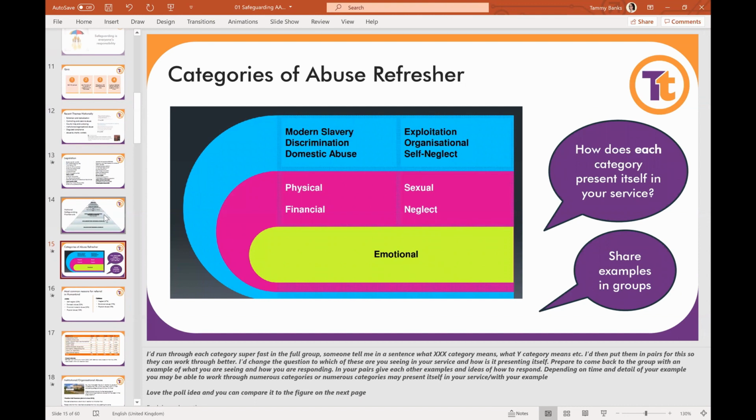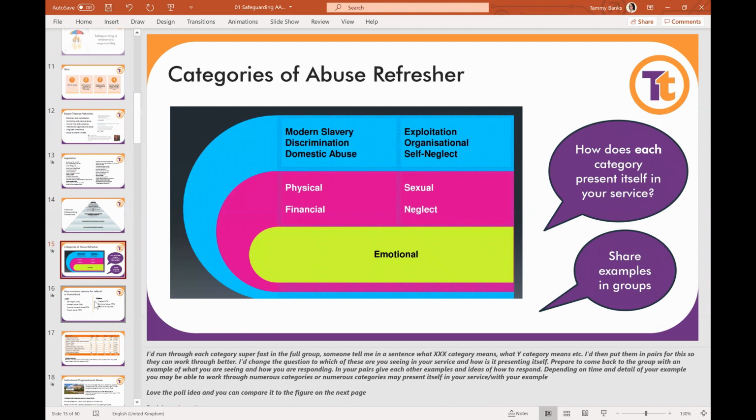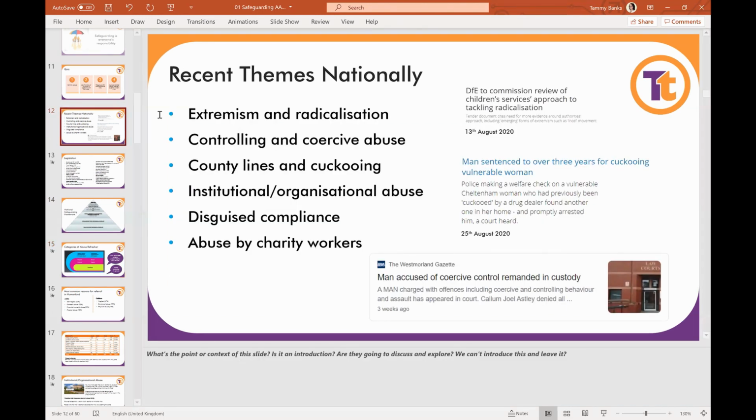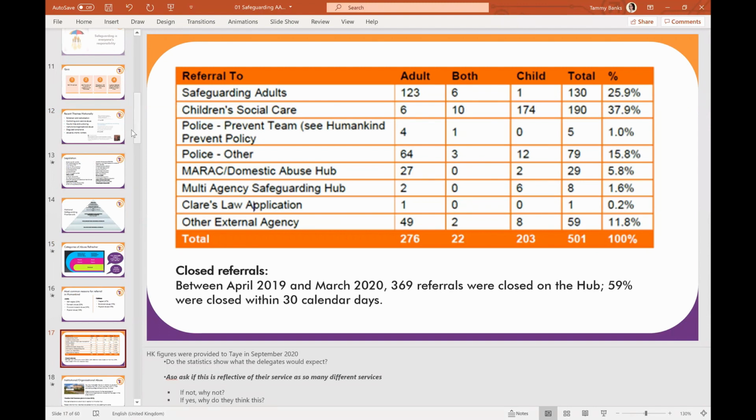So I would go this one, then the legislation, this one, then the humankind stuff, and then I would move on to this one, which is the recent themes nationally. And because then you can say, brilliant, so we've all got an understanding of the main categories of abuse, which are here. We've talked about what we're seeing in humankind, which is here. Now let's have an update of some of the things that have changed nationally over the last 3 years. Now, some of these you will have seen and be aware of, because this is a 3-year refresher. Some of these will be really quite new to you.